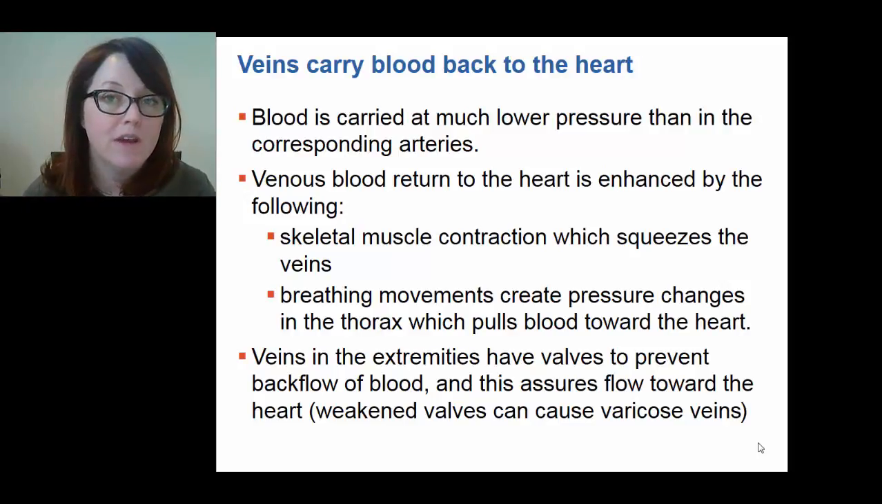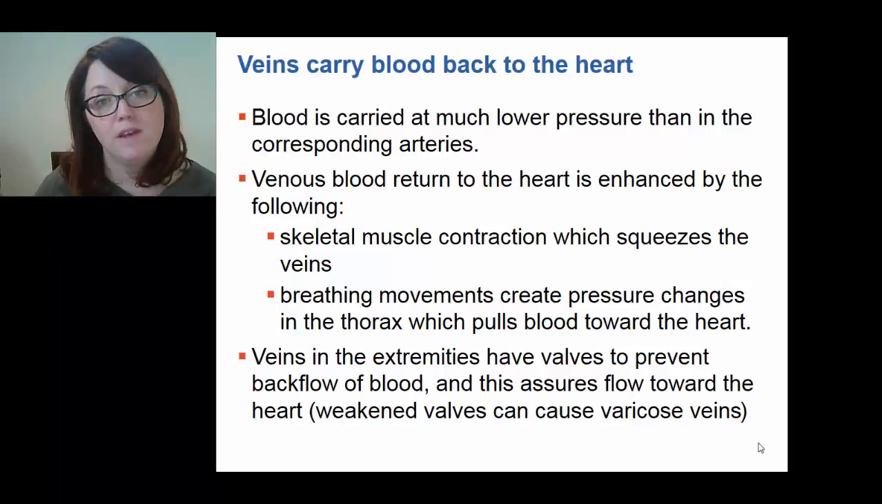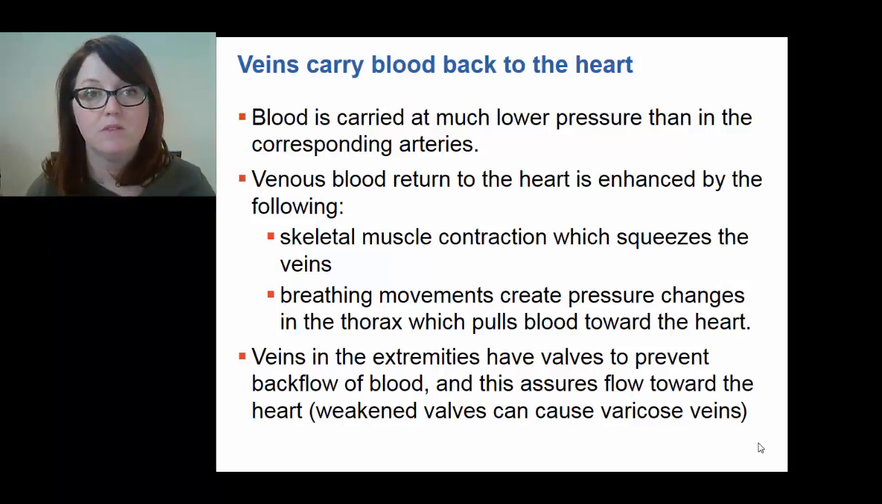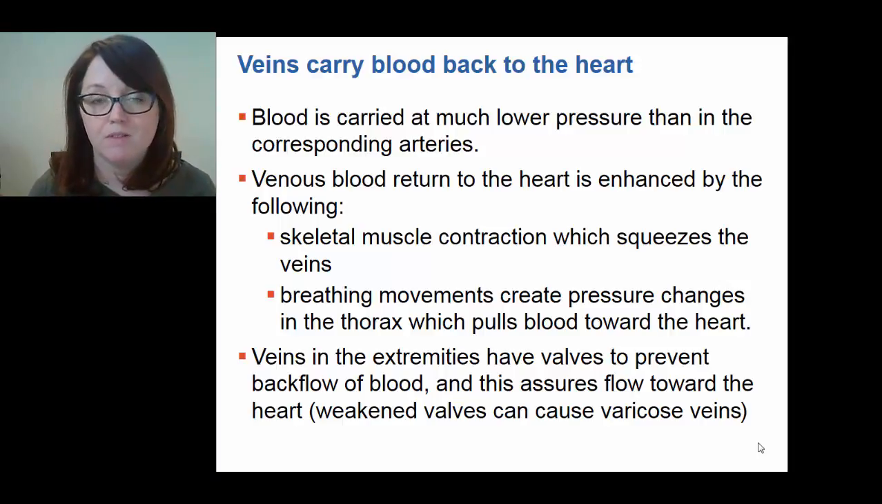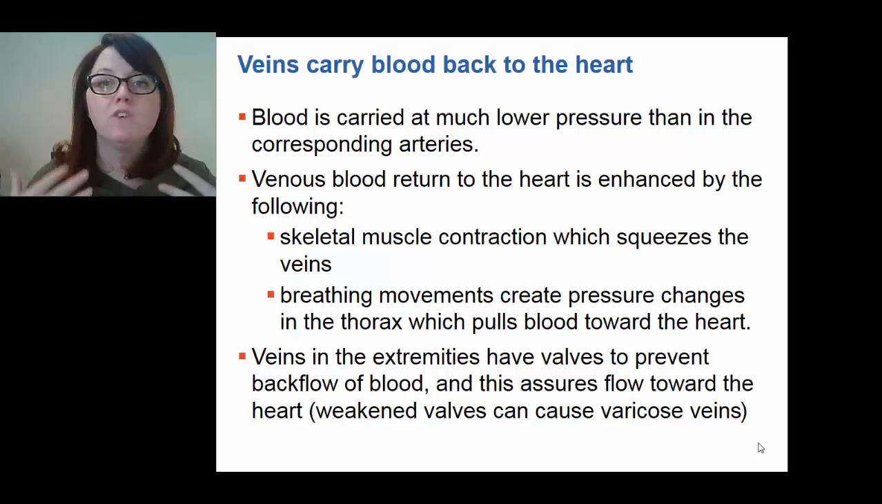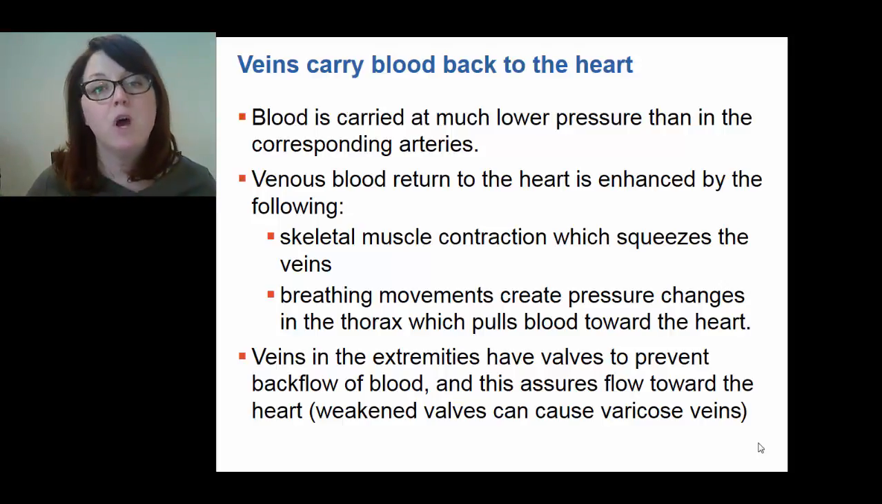So now this carbon dioxide rich blood can be carried back to the heart, and we're going to use veins for that. Now, blood is carried at a much lower pressure inside the veins as compared to the corresponding arteries, and that's because we lost a lot of that pressure at the capillary beds. So we need something else to help return the blood to the heart, and we're going to use skeletal muscle contractions and our breathing movements to help return blood to the heart. So when our skeletal muscles contract, our skeletal muscles are squeezing on our veins, and this helps to propel the blood back towards the heart. Also, when we breathe, we have pressure changes that occur in the thorax and abdomen, which helps to pull the blood back towards the heart.